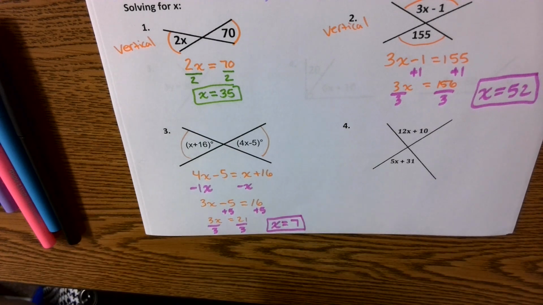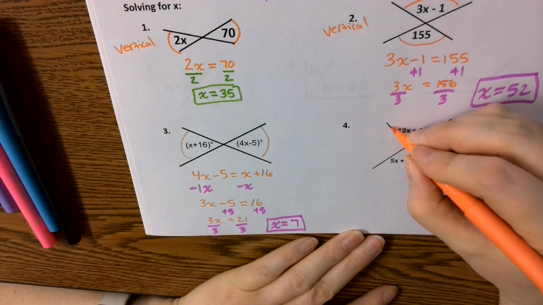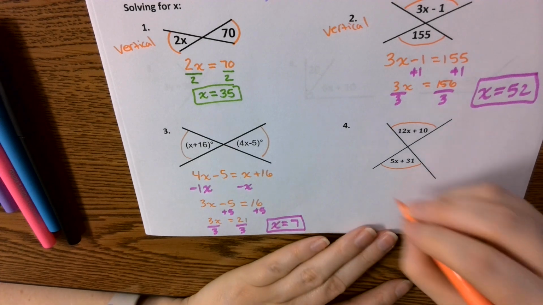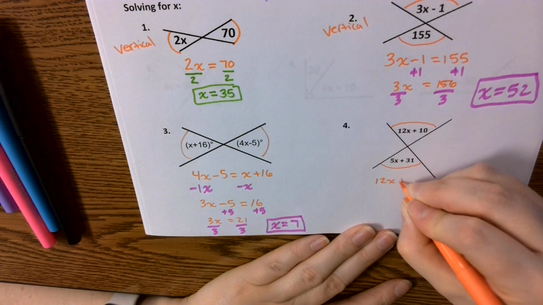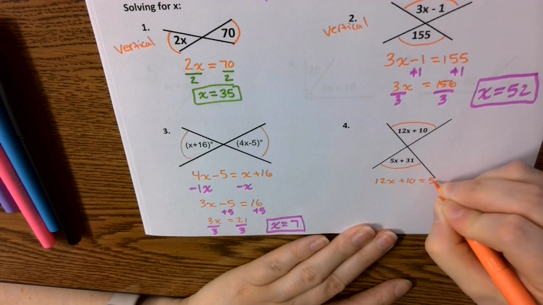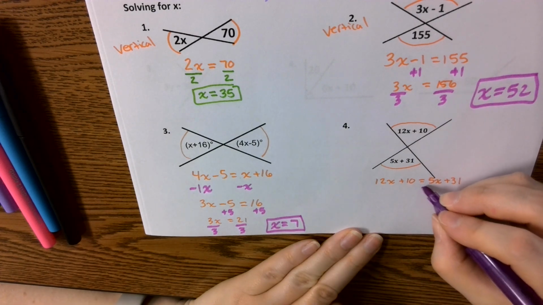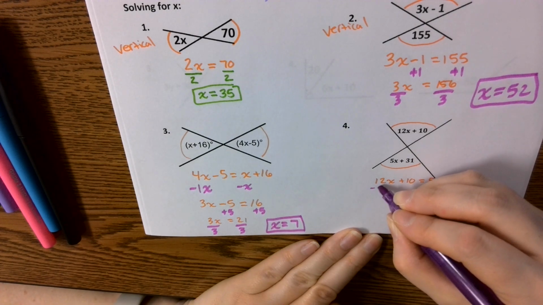Okay, and then for my last one, problem number 4, what value of x did you get, Lydia? X equals 3. Good, so I have 12x plus 10 is equal to 5x plus 31. So 12x plus the 10 is equal to 5x plus 31. Okay, so I'm going to go ahead and subtract 5x from both sides.